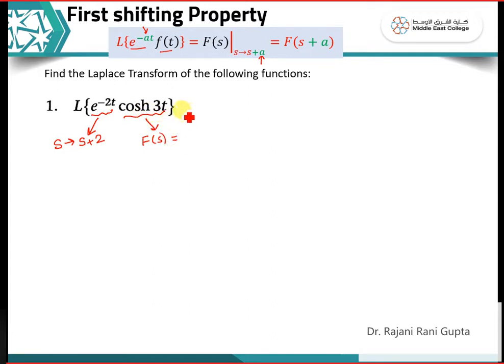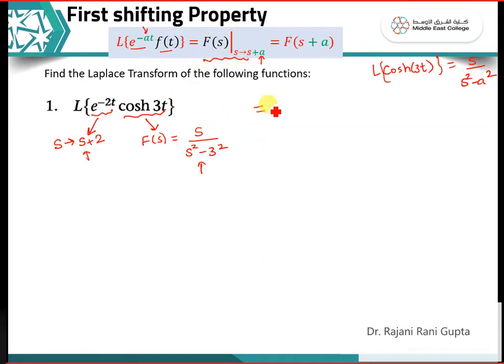So what is the Laplace transform of cos h? We studied that for cos h of 3t, the Laplace transform is s over s square minus a square by the rule. So it becomes here s over s square minus 3 square. Now we have this value of F(s) and we have the value of s to which we have to replace. Then we put it in this formula.